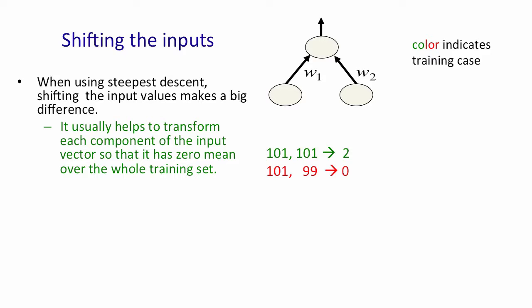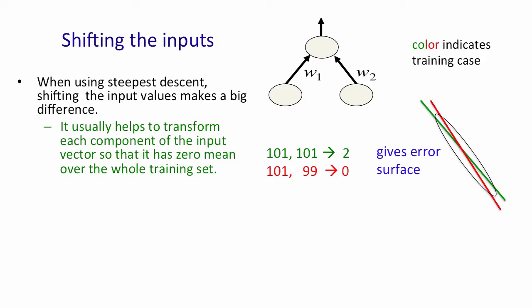If you look at the error surface you get for those two training cases, it looks like this. The green line is the line along which the weights will satisfy the first training case. And the red line is the line along which the weights will satisfy the second training case. What we notice is that they're almost parallel, and so when you combine them, you get a very elongated ellipse.